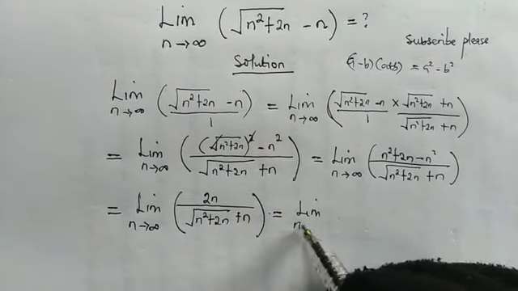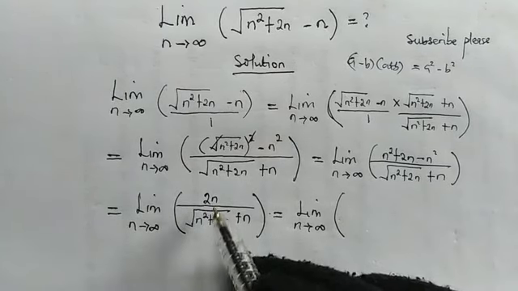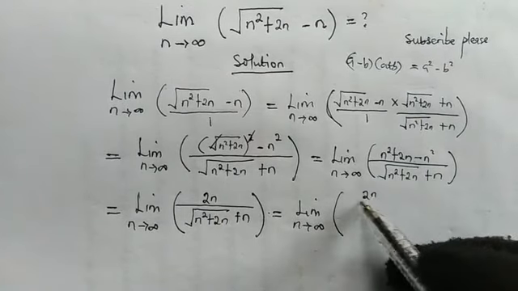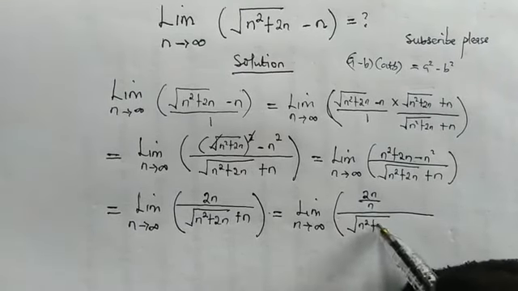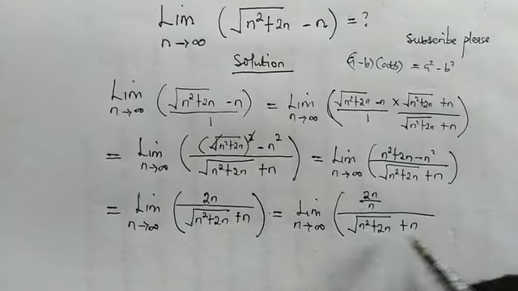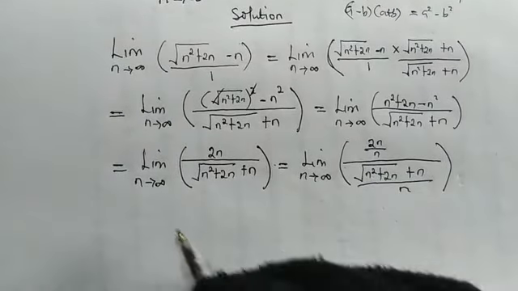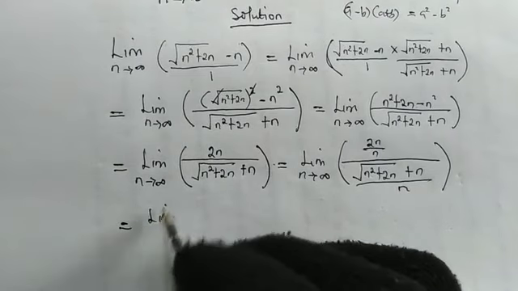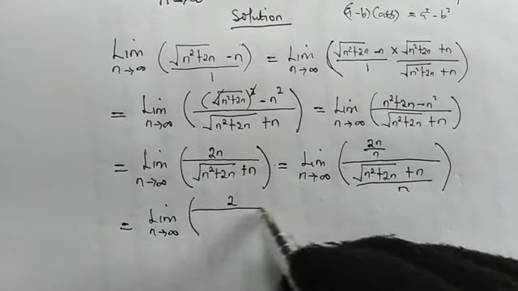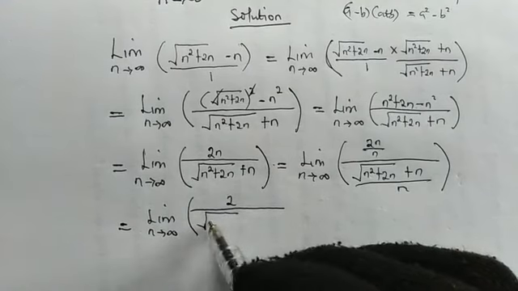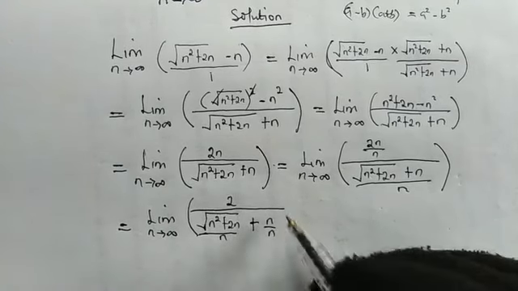So we have the limit as n approaching infinity. We're going to divide both numerator and denominator by n. So here we go: 2n over n, all over the square root of n squared plus 2n plus n, all of this over n. From here this is equal to the limit as n is approaching infinity of, up here, just 2, all over, we can split as follows: the square root of n squared plus 2n over n, then plus n over n.